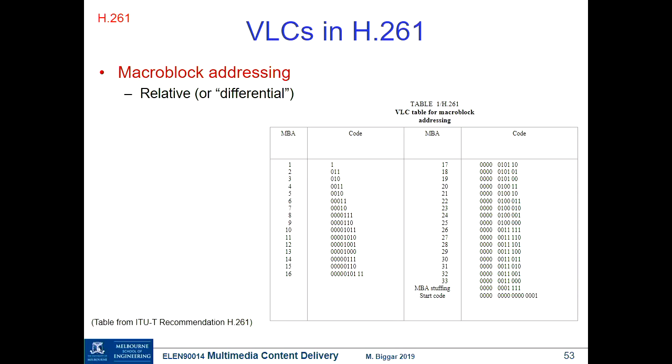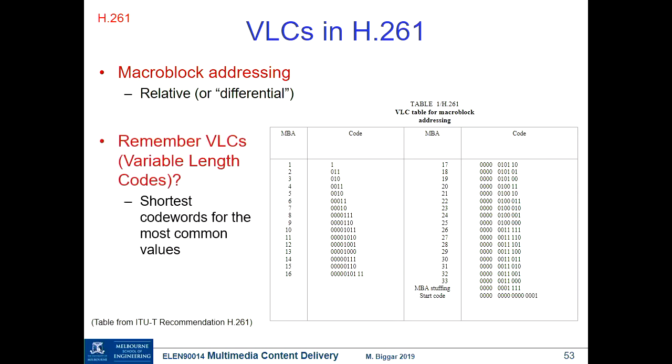You understand about the relative addressing, and so the most common macro block address number that we're likely to receive would be 1, right? We just encode the next one. So this is the most common one, so it's given the shortest code word. So I just wanted to relate that back to what we talked about with regard to variable length codes and Huffman coding.